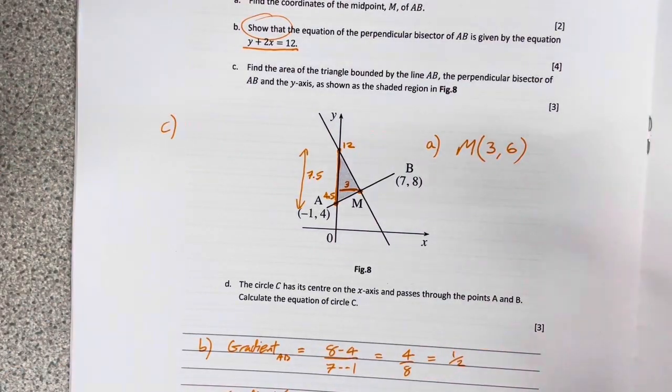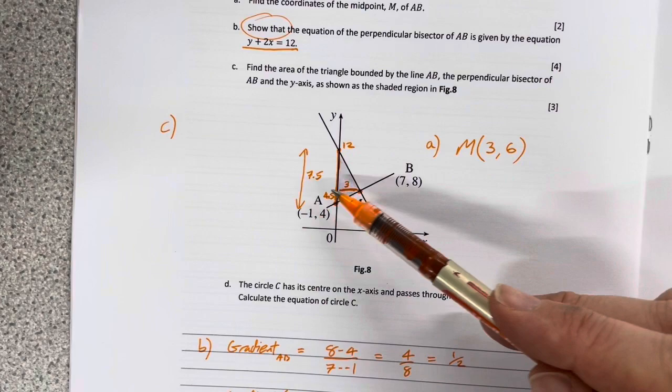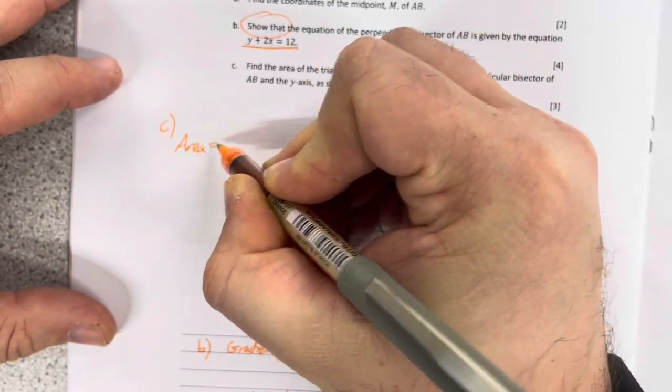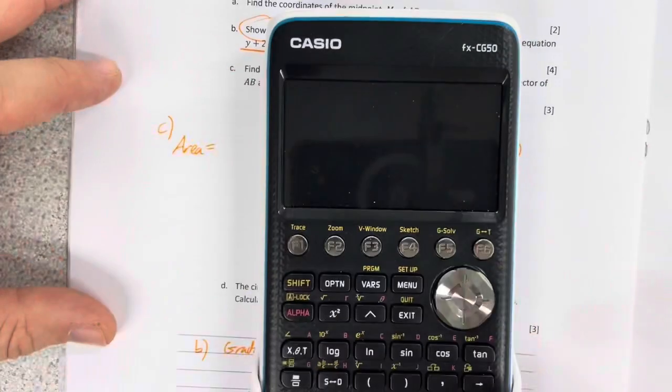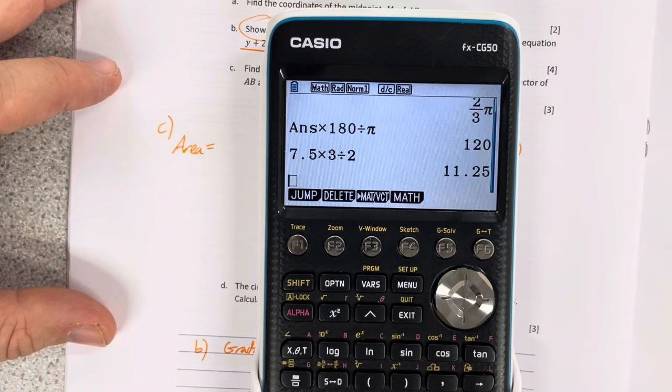And now it's just the area of a triangle. So it's that times the perpendicular height. So 7.5 times 3 and divided by 2. So the area is 7.5 times 3 divided by 2, which is 11.25.